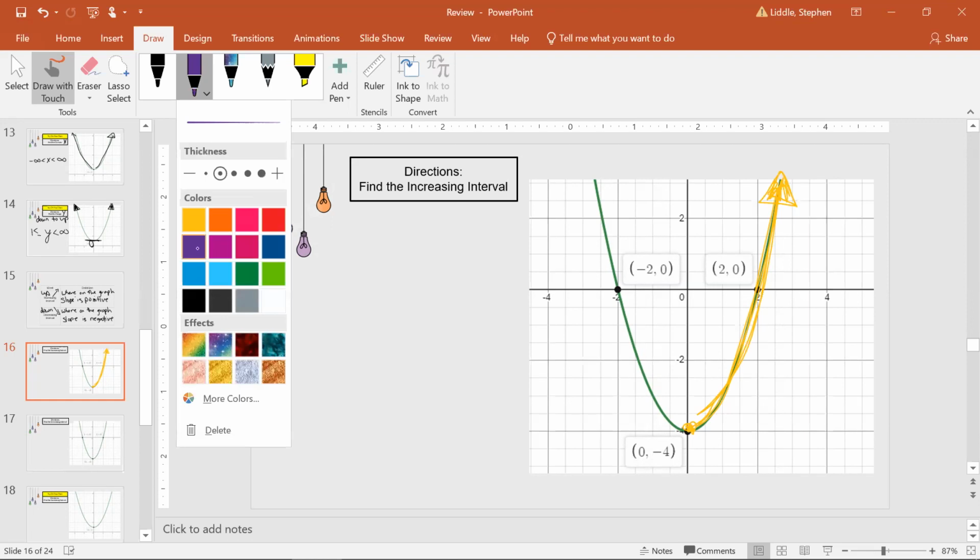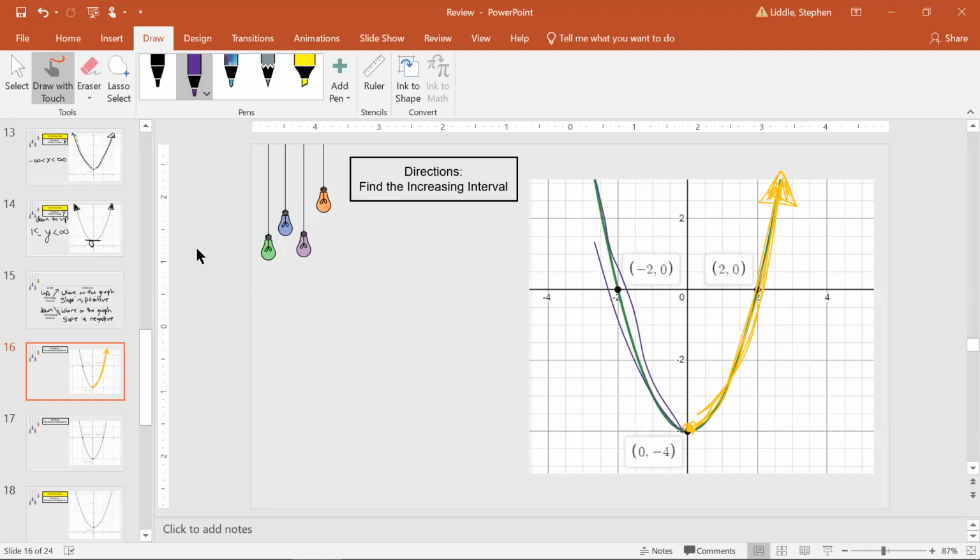On the other hand, this portion of the green line that I'm coloring with purple is going downward as we are going from left to right. So if I were to take my pen and drag it all the way across this green line, starting from left to right, it is going downwards. The key important point that we're going to look at is this 0, -4, because that's where it's changing from a decreasing interval to an increasing interval.